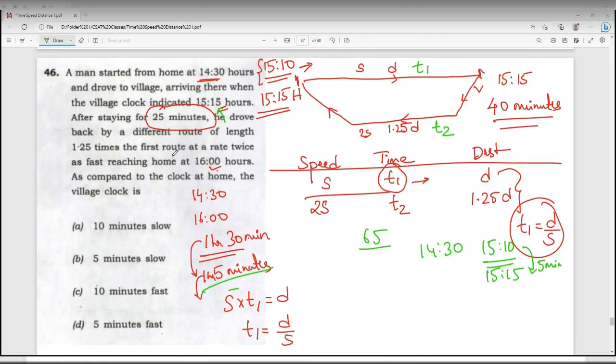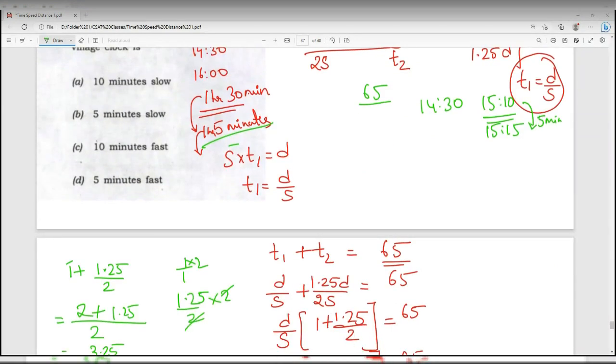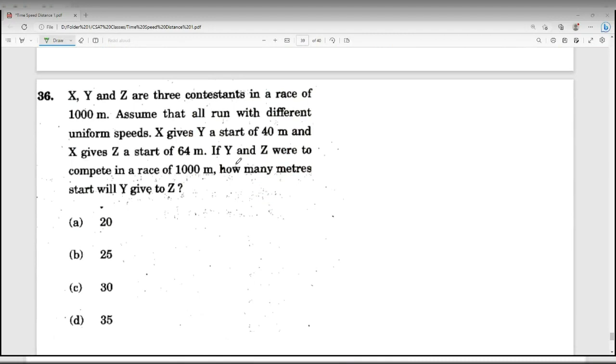So this is the question they are asking: what's the difference between the home clock and the village clock? If there is no more doubt, we'll go to the next question. Okay, we'll move to the next question. Please take 3 minutes to solve this. Yeah, the time is up. Please select the options that you have got.